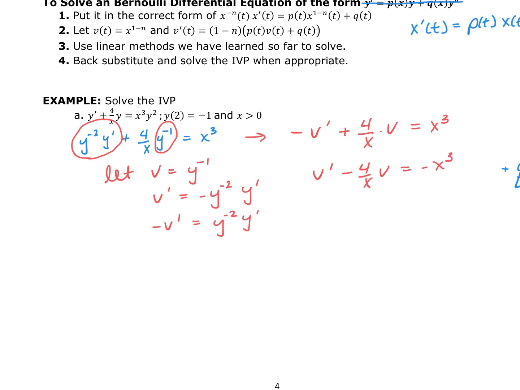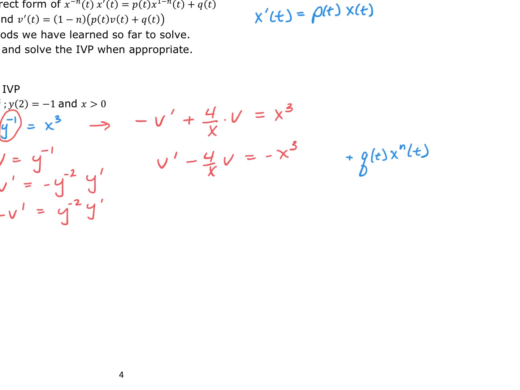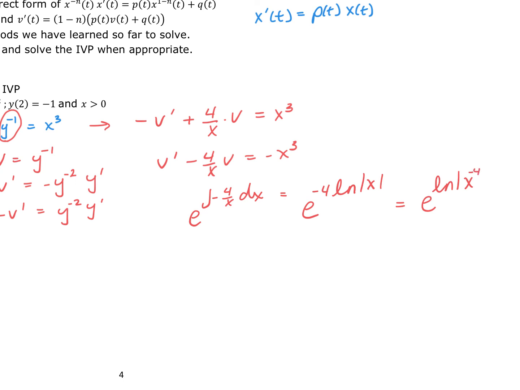Because this is a linear equation, I'm going to go ahead and treat it as such, and while I'm doing that, I'm going to erase that. So I need to find my integrating factor. Remember, we have e raised to the integral of negative 4 over x dx. This will end up becoming e raised to the negative 4 times the natural log of the absolute value of x, which is the same thing as e raised to the natural log of the absolute value of x raised to the negative 4.